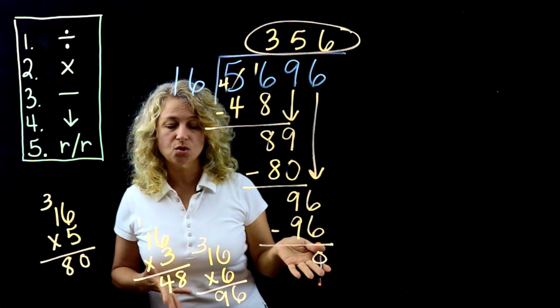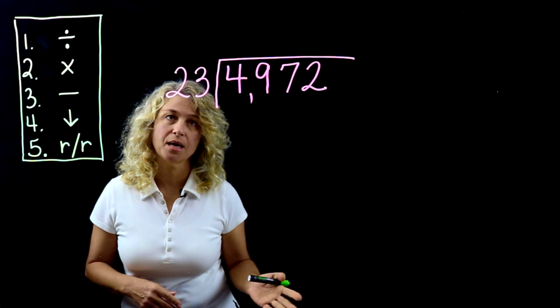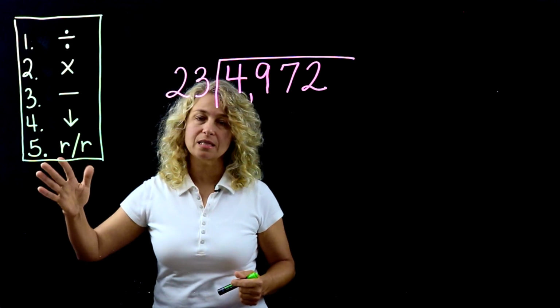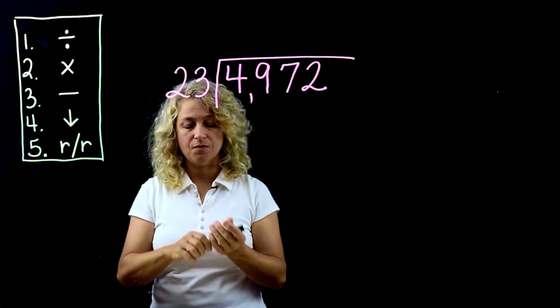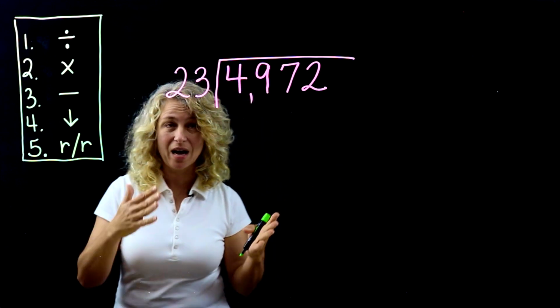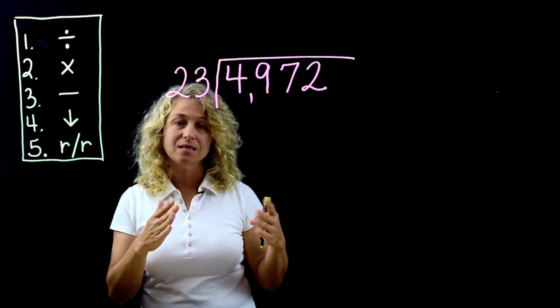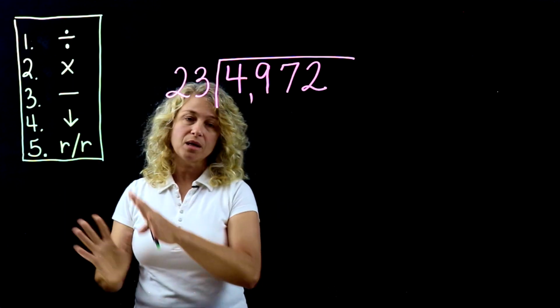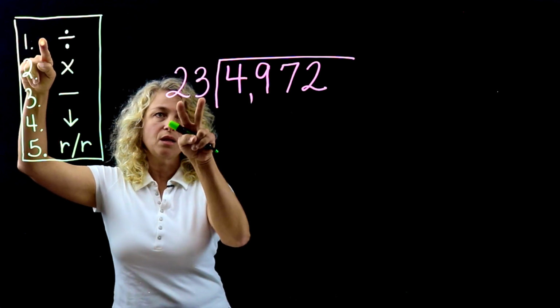Okay, let's try another example. All right, so here's the next example. We will follow the same exact steps no matter how large the number gets and no matter how large the divisor gets. Notice 23 is larger than the last divisor. It gets a little harder. Not many of us know our facts up to 23, so we're probably going to have to do some more work to the side.